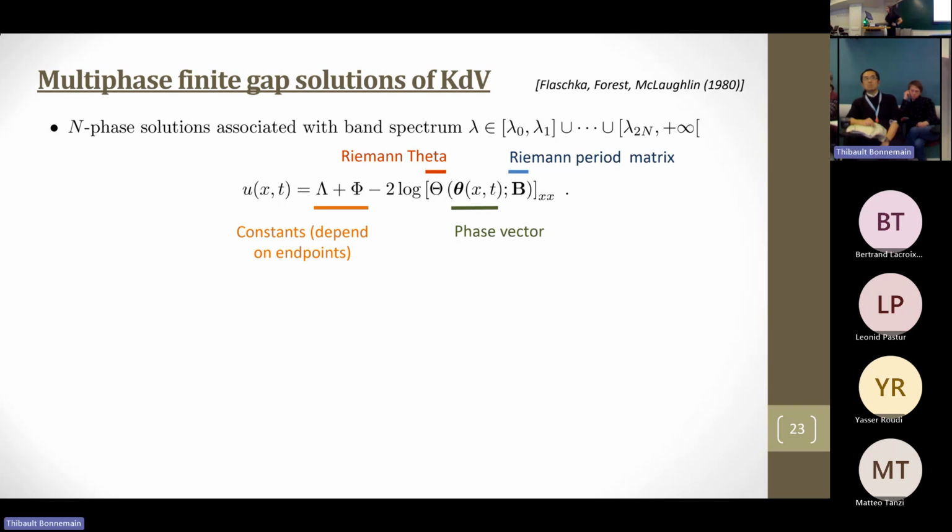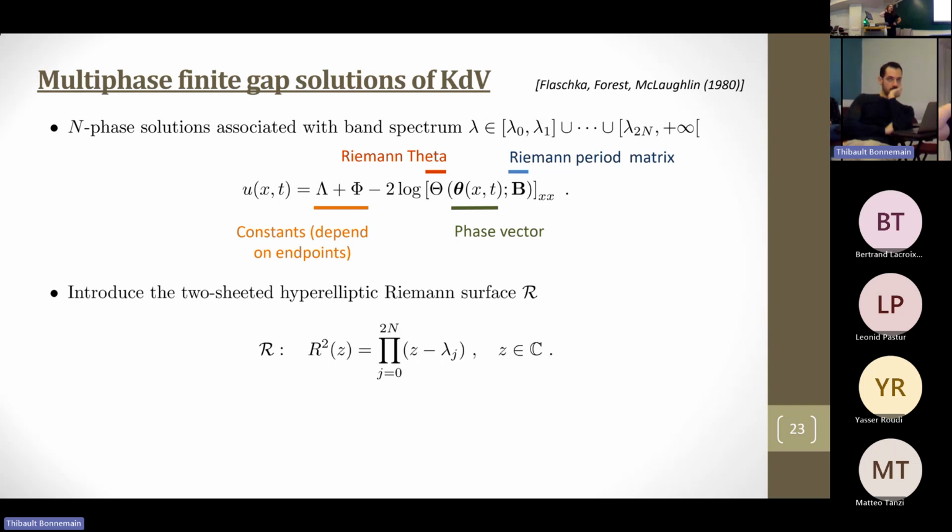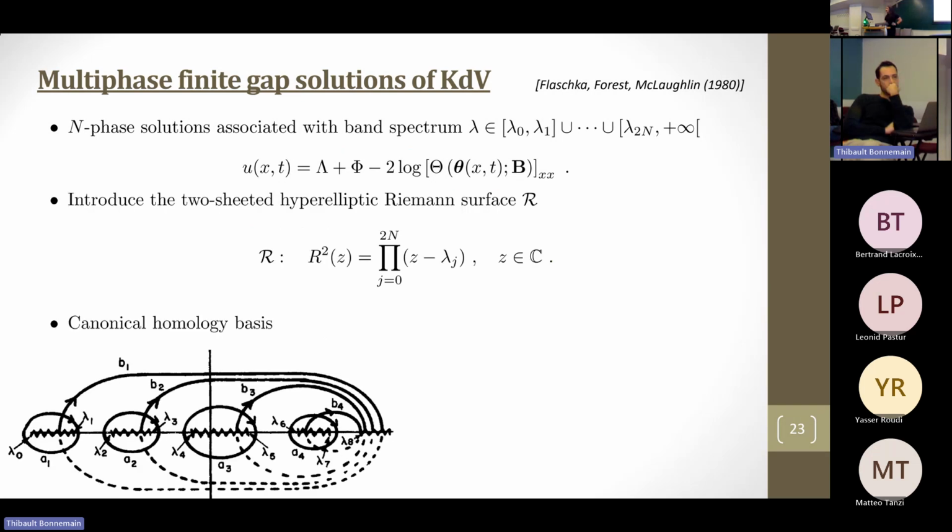Right. So now I'll give you ways to evaluate all of this: lambda, phi, theta, and b. But to do so, I need first to introduce the two-sheeted hyperelliptic Riemann surface R, which is defined by this polynomial here, whose roots are just the endpoints of the bands. Okay? And on top of this, I will also need to introduce a canonical basis of cycles on this Riemann surface. So here you have an example for n equals 4.